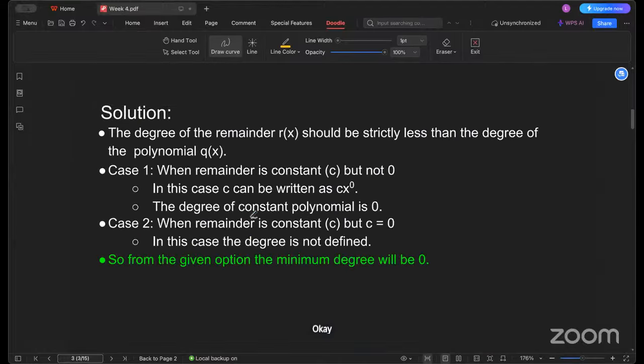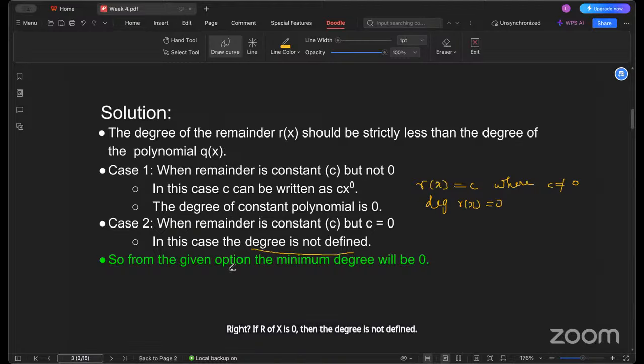Okay. Now, what is it that you see next? When the remainder is constant but not 0, then in that case, the degree of the constant polynomial is 0, right? So when R of x is equal to C, where C is non-zero, then degree of R of x is 0, right? If R of x is 0, then the degree is not defined. Okay. So in that case, from the given options, the minimum degree is 0.